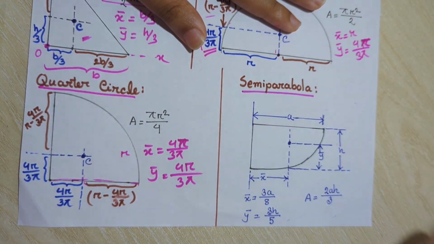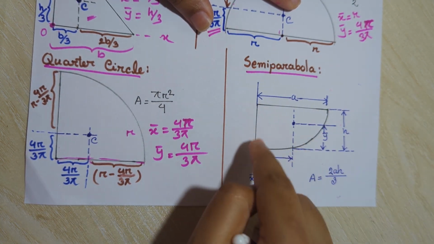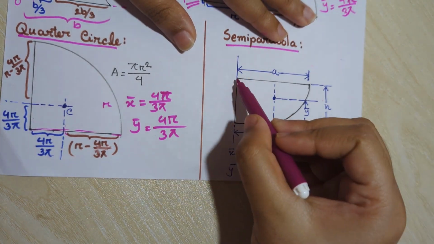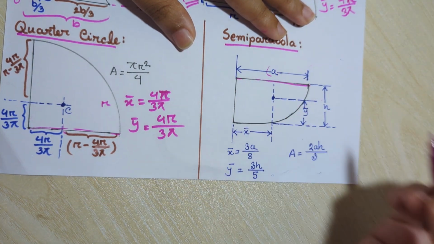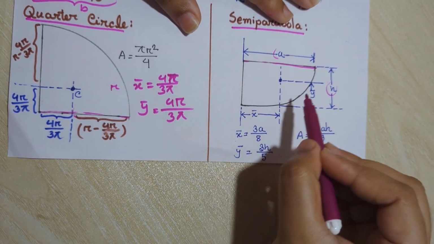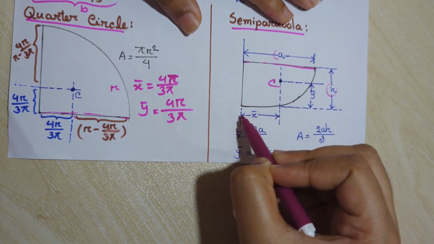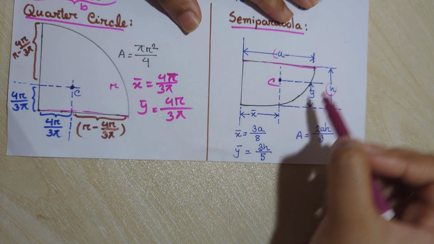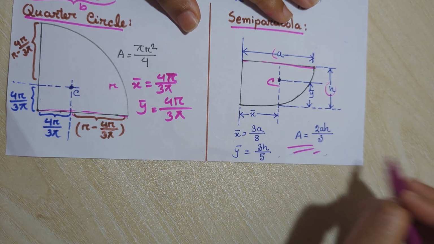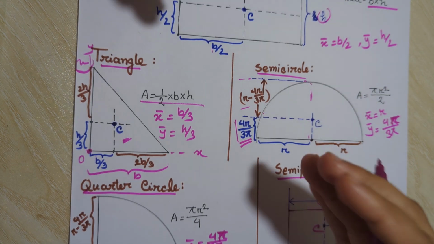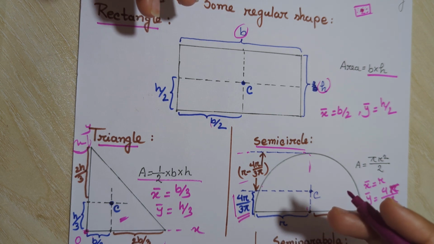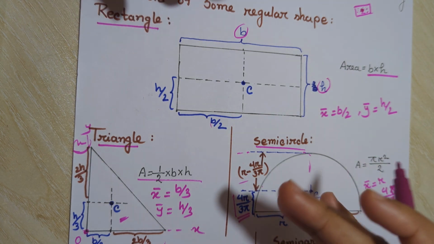And if we see the semi parabola, half of our parabola, our full parabola will look like this, and this is our half, the semi parabola. If we consider this distance as a, and the height as h, then our x bar will be 3a by 8. This is the centroid point. This x distance will be 3a by 8. The y distance will be 3h by 5, and the area will be 2ah divided by 3. We have to memorize these things, and these are the basic shapes whose formulas we remember for doing complex math. And I will give you another formula at the end of the video.